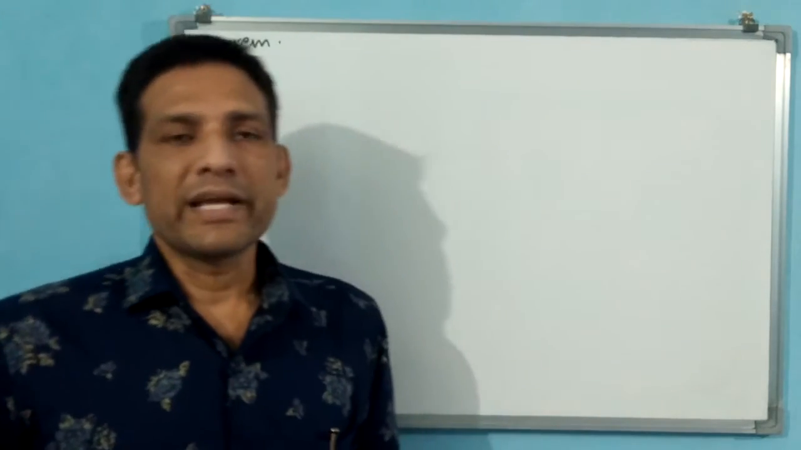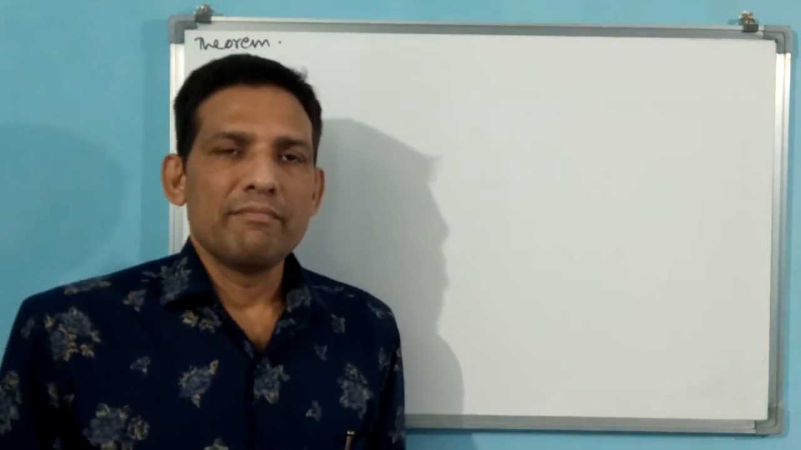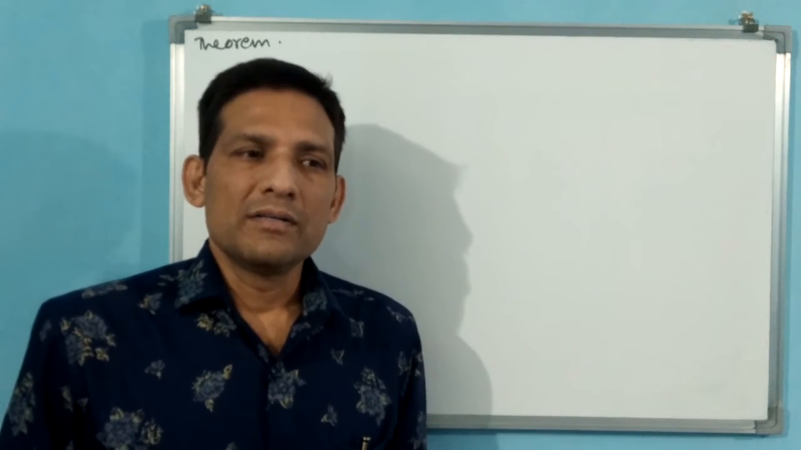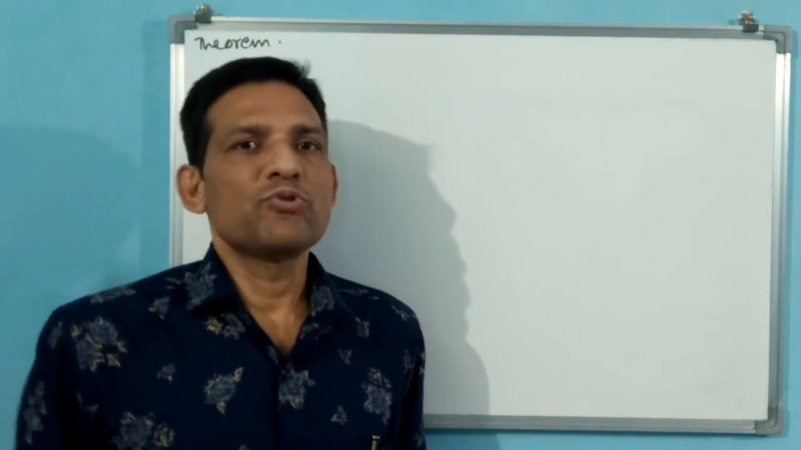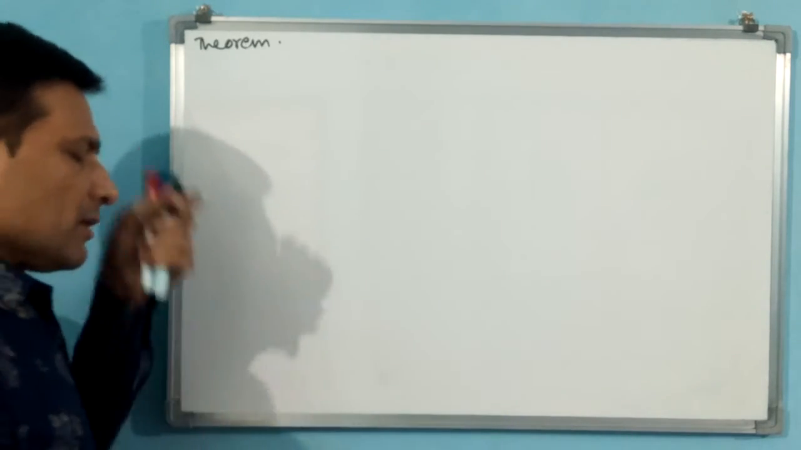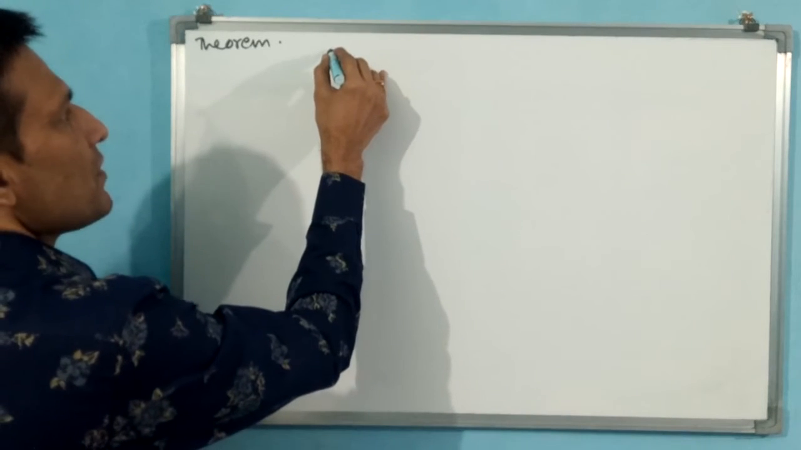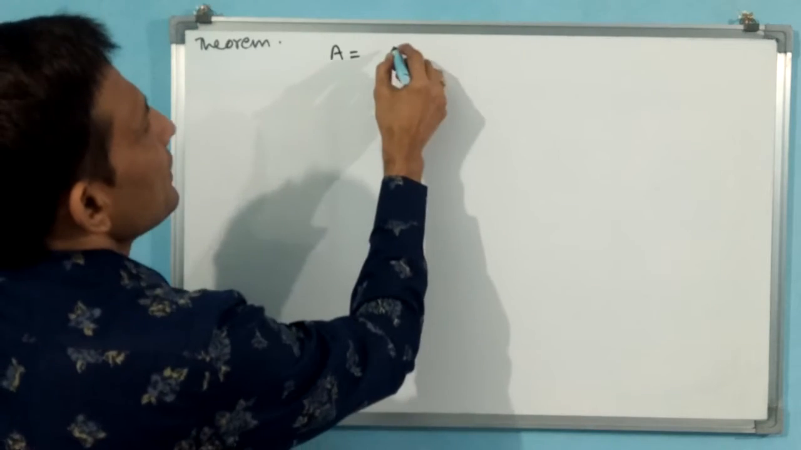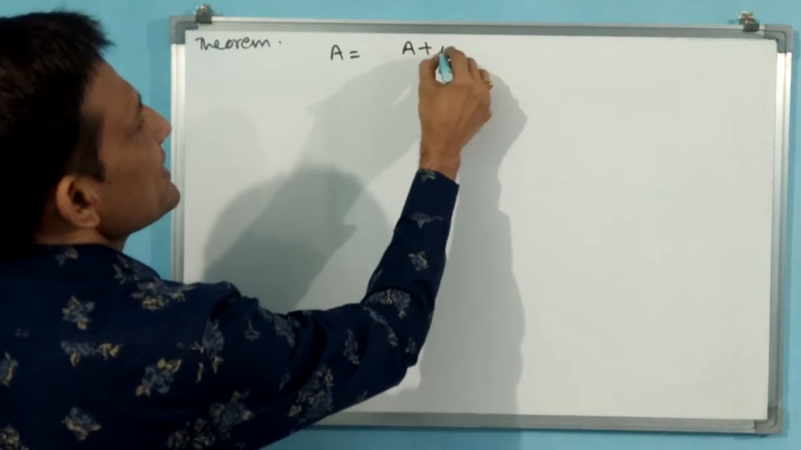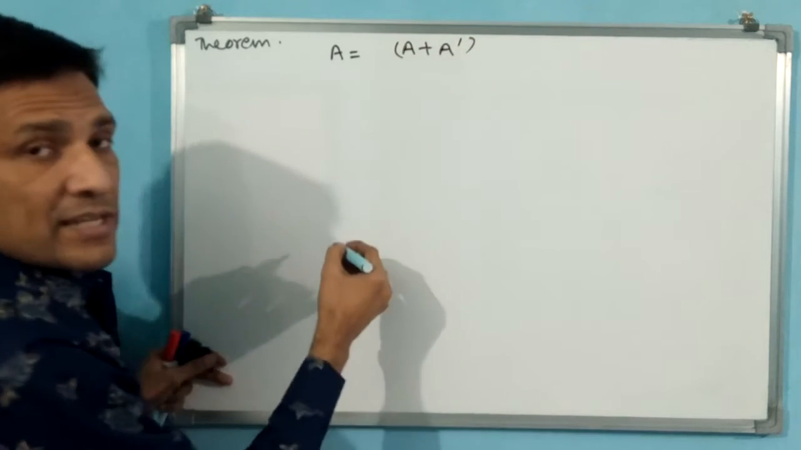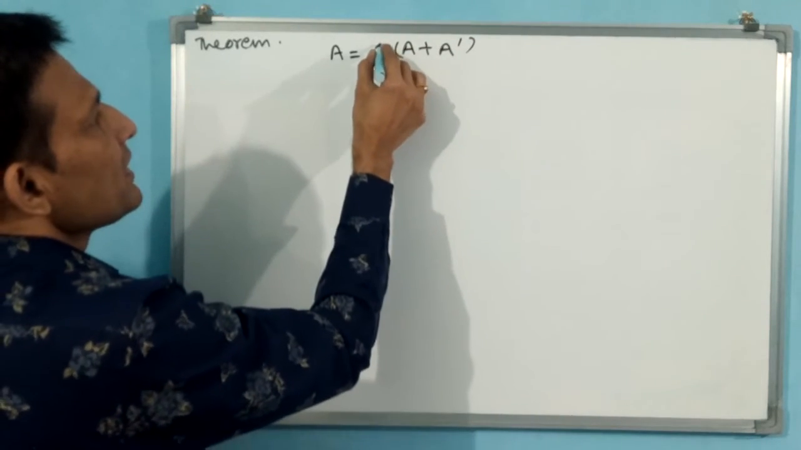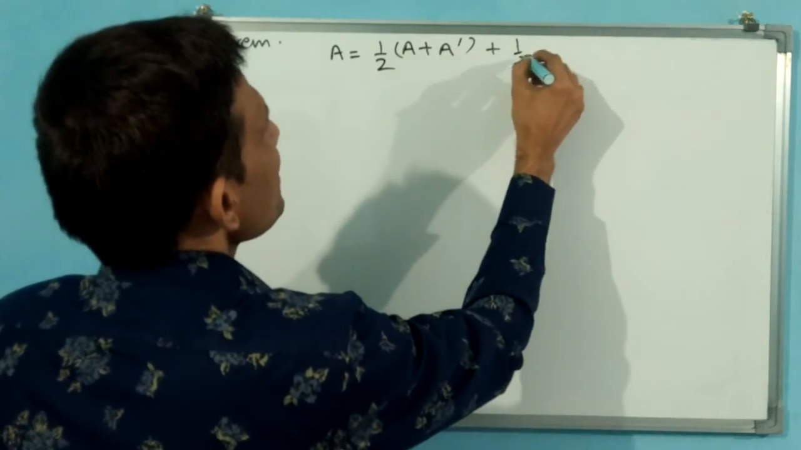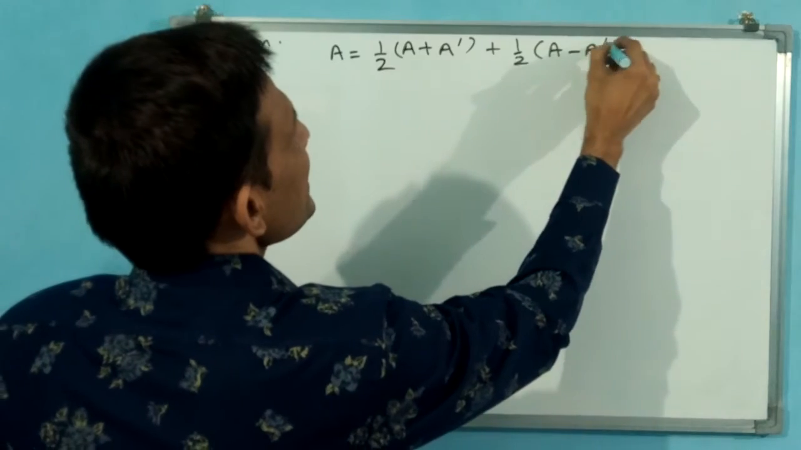Okay. Second theorem: any square matrix can be expressed as the sum of a symmetric and a skew symmetric matrix. Now, one square matrix is there, say A. A plus A transpose, we know that this is a symmetric matrix, just now we have seen. But what I do, I will multiply with 1 by 2, plus 1 by 2 into A minus A dash.